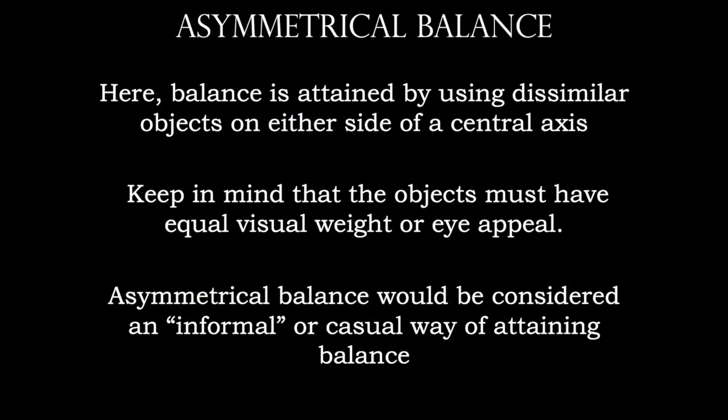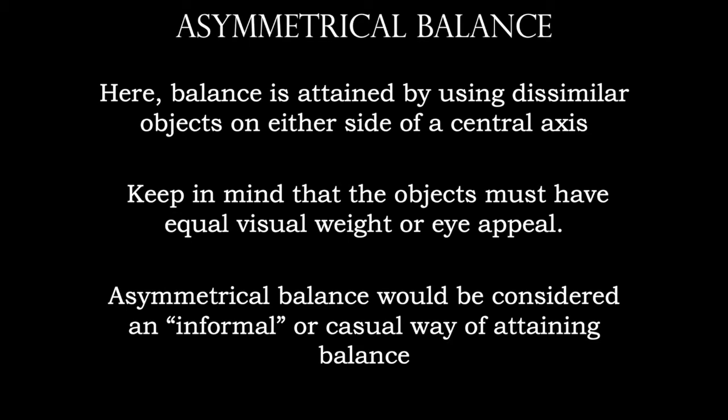So now let's move on to asymmetrical balance. And here, balance is attained by using dissimilar objects on either side of a central axis. Keep in mind that these objects must have equal visual weight or eye appeal. Asymmetrical balance would be considered informal or casual in terms of attaining balance.